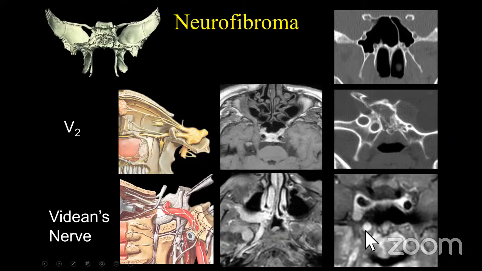And when we look at the coronal images, there's another neurofibroma involving Vidian's nerve. And this was that neurofibroma involving V2. So there's a lot of anatomy just to be known at the skull base. And so when I talk about the skull base, and Naren asked me, I wanted to be really specific about which portion of the skull base, because there's so much to know.